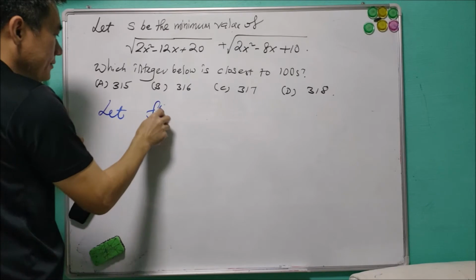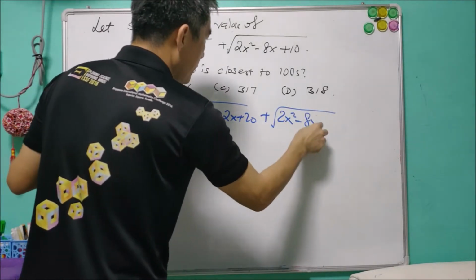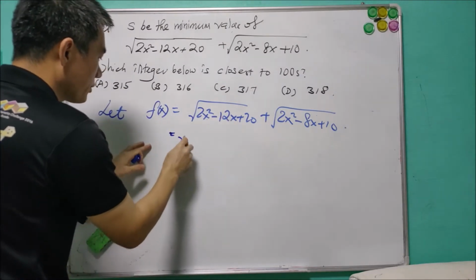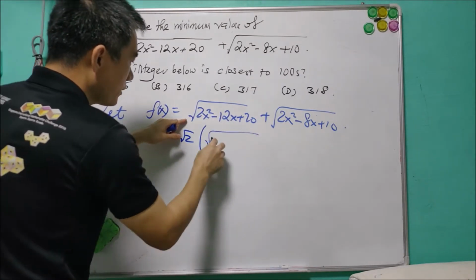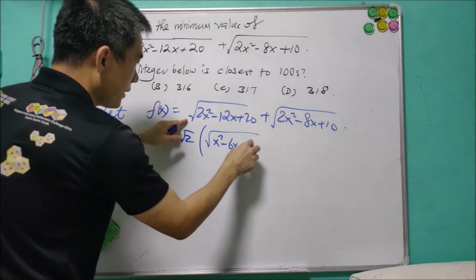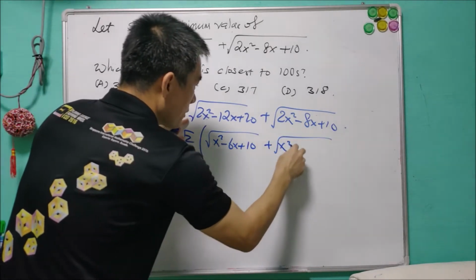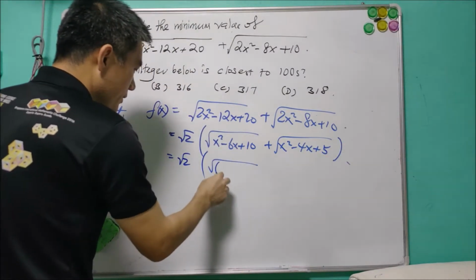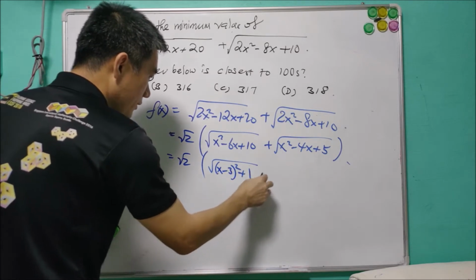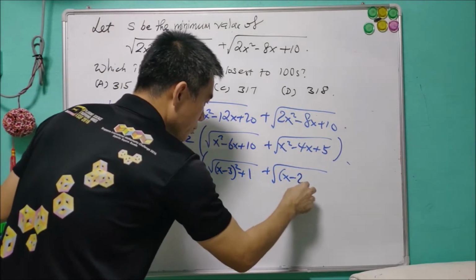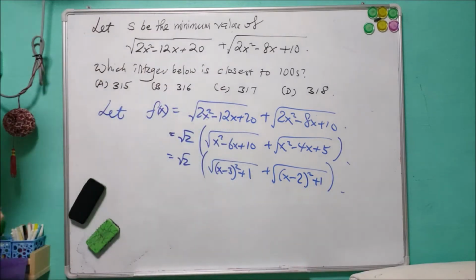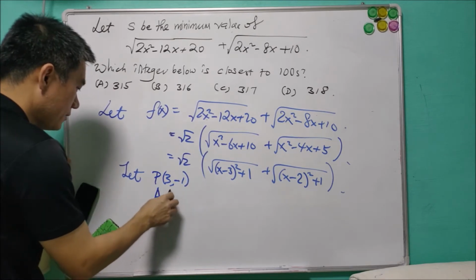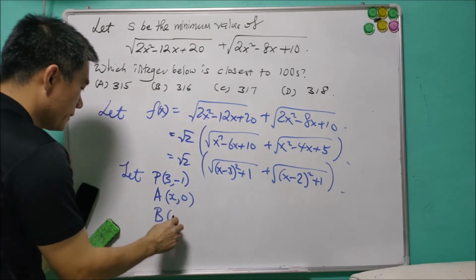Let f(x), since each of these has a factor of 2, I'll take the 2 out and become a square root 2. And this will be square root of x squared minus 6x plus 10, plus square root of x squared minus 4x plus 5. I complete the square here, so this will be (x minus 3) squared plus 1, and this is (x minus 2) squared plus 1. I'll let P be (3, negative 1), A be (x, 0), and B be (2, 1).